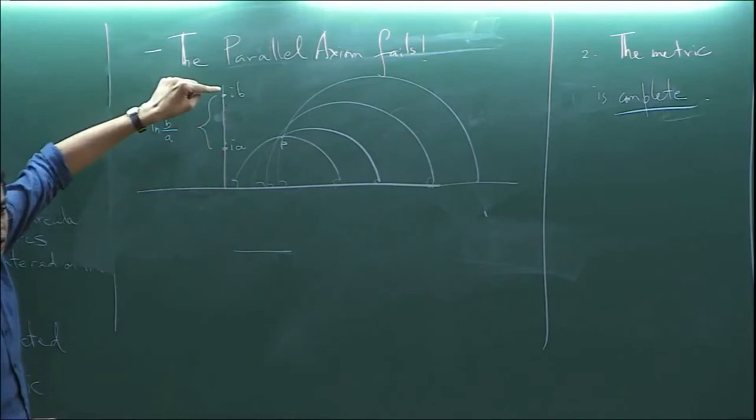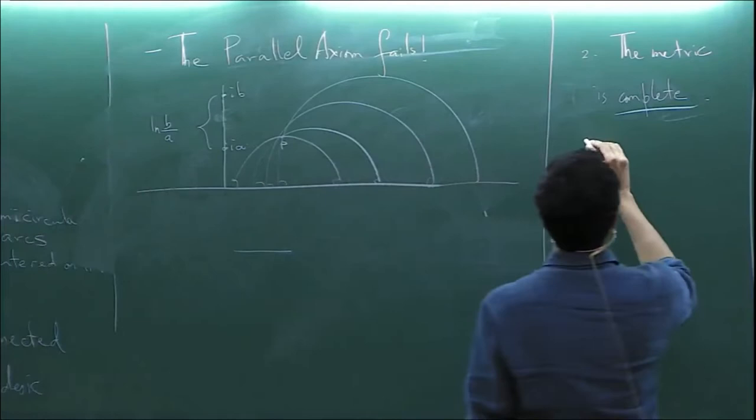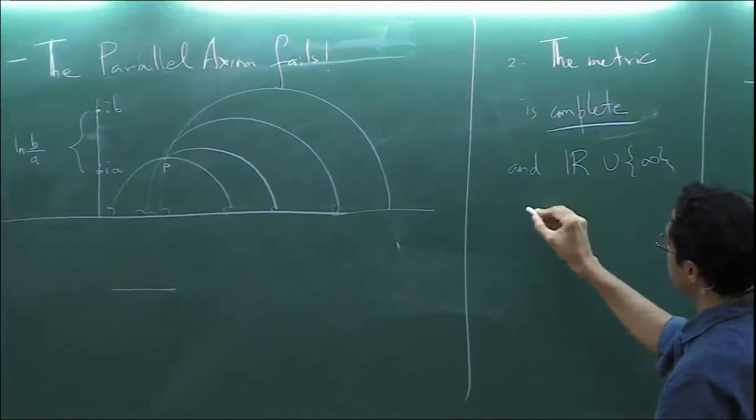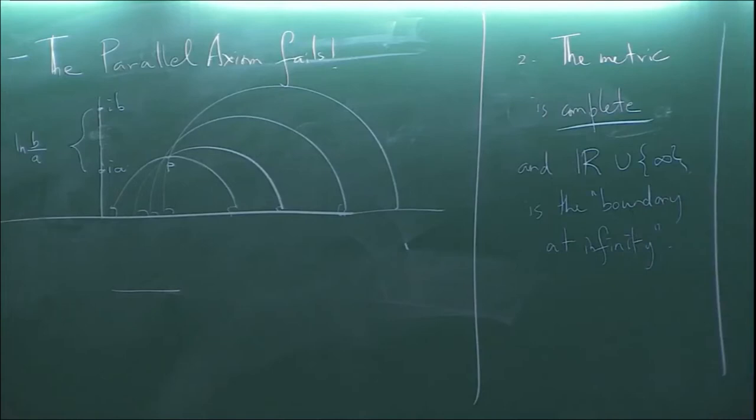So you'll never reach it if you are walking at unit speed along this geodesic. And the same holds for all these geodesics, since these are all isometric to each other. So this metric is complete. And in fact, this real axis, together with infinity, forms a circle. This is what is called the boundary at infinity, and we'll refer to it as the boundary at infinity.